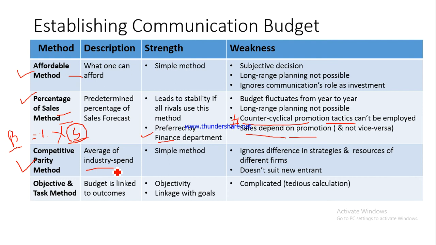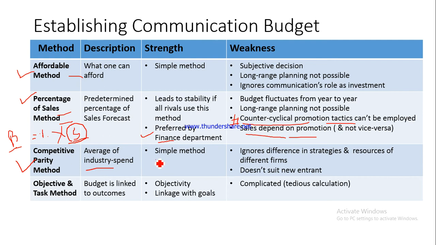So what you do is you do an average of the industry spend. What do we mean by this? All the marketers in the industry, how much they are spending in their communication campaign, I will find the average, and that is the amount that I'll be spending for my own communication campaign. This is fine. Now what is the advantage?